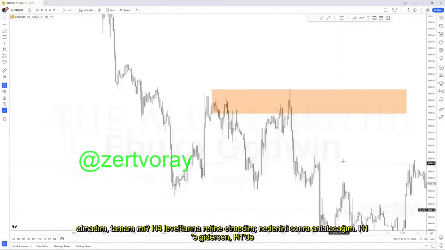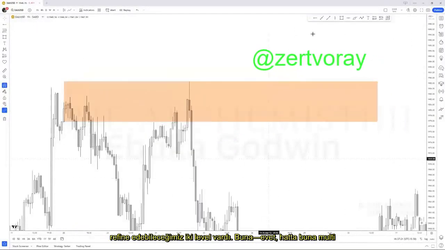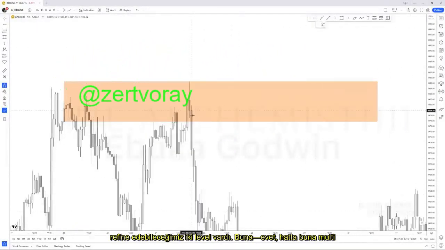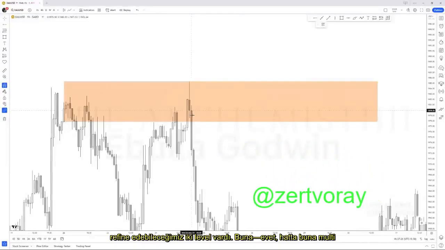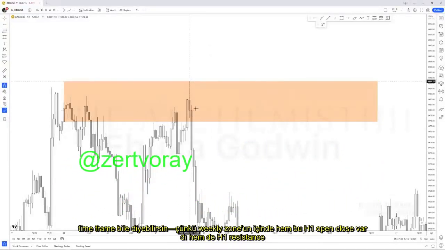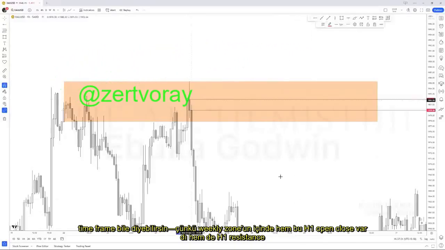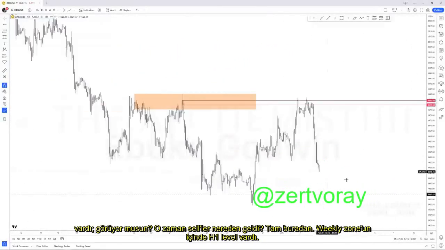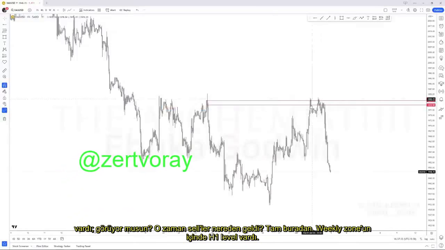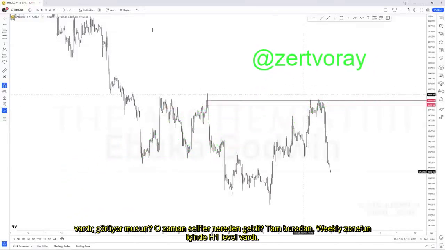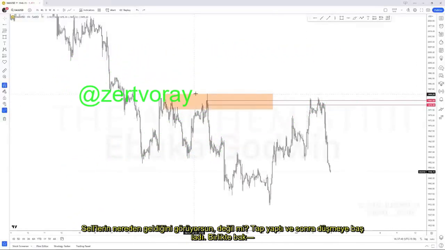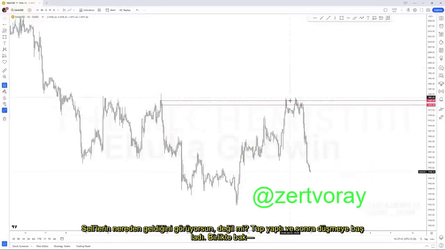If you go to H1, on the H1, we had two levels that we could refine into. So you can even call this multi-time frame, because inside of the weekly zone, we had this H1 open close and we had the H1 resistance. Can you see that? So where did the sells come from? Right there. From inside of the weekly zone, we had the H1 level. So you see where the sells came from, right?